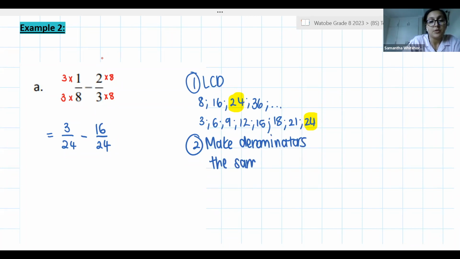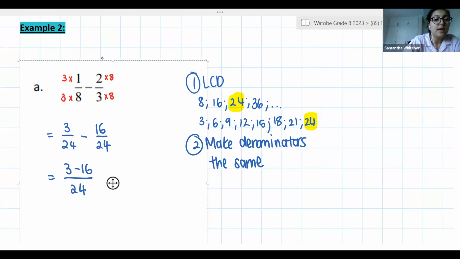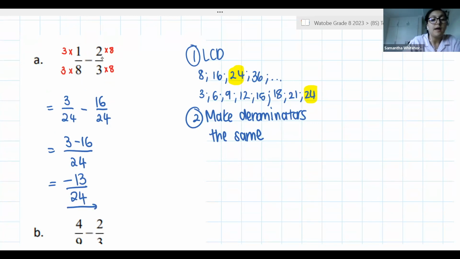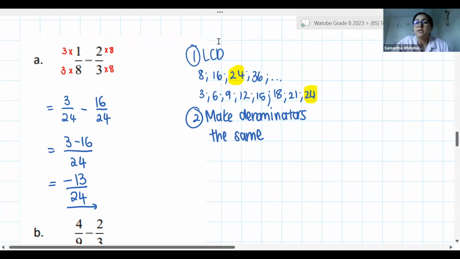Now remember, guys, because they are the same denominator, you can write it all as one fraction if you want. So 3 minus 16 over 24. And we know that 3 minus 16 is negative 13, all over 24. Again, double check if you can simplify your answer. In this case, I can't simplify it.